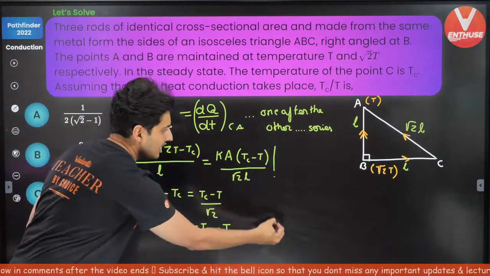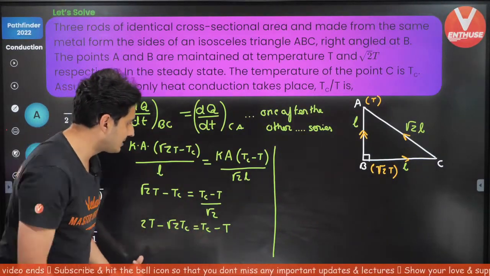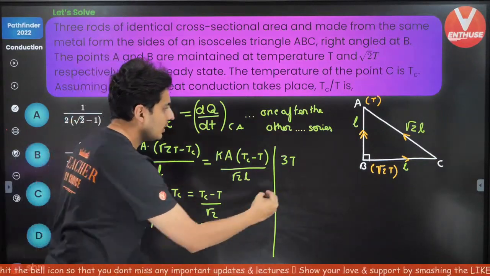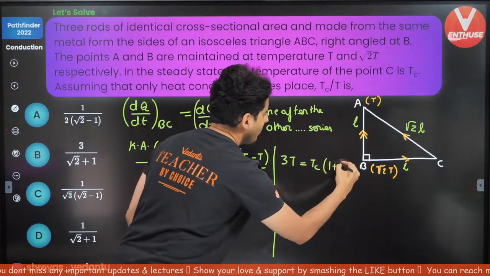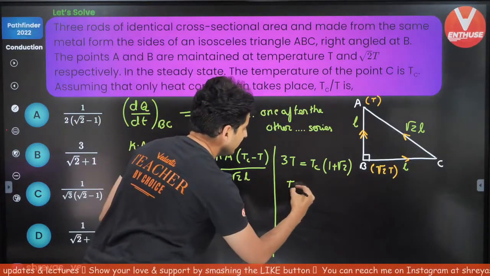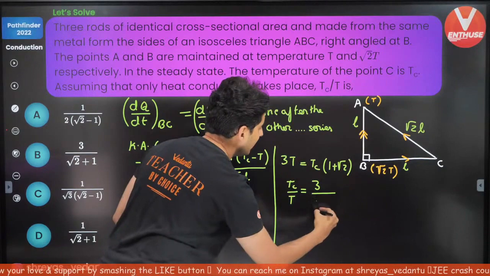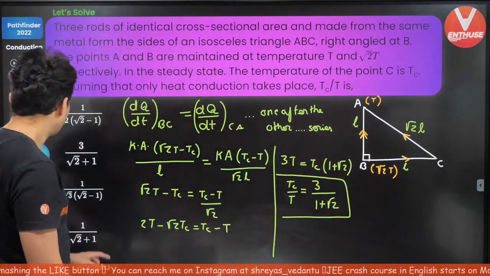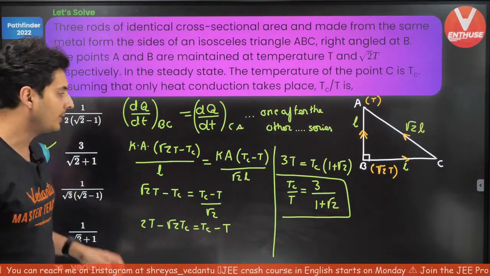Now let's rearrange this and see what we get next. Take this T over here. So it will become 2T plus T, which is nothing but 3T. Take this guy over there. So it will become Tc common times 1 plus root 2. Now I want Tc by T. So if I want Tc divided by T, I will get this as 3 divided by 1 plus root 2. Yes, this is perfect. I think I have an answer for that. 3 divided by root 2 plus 1.